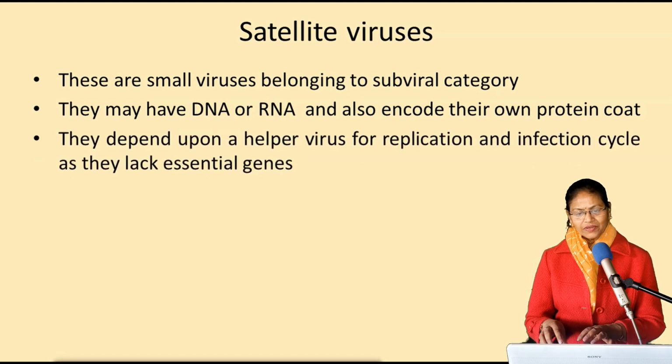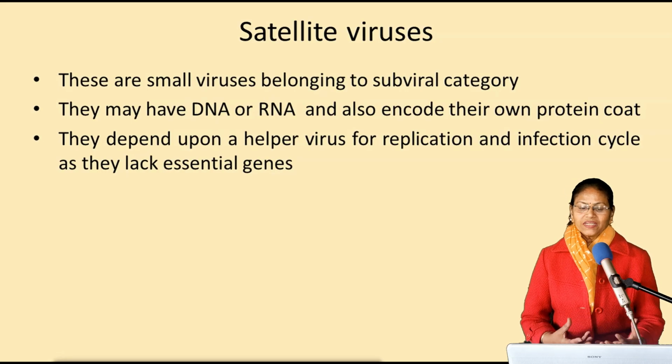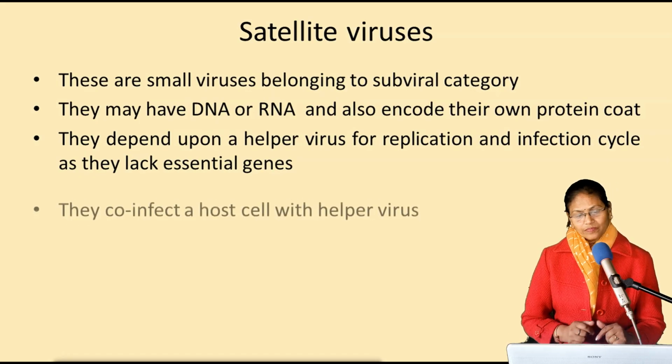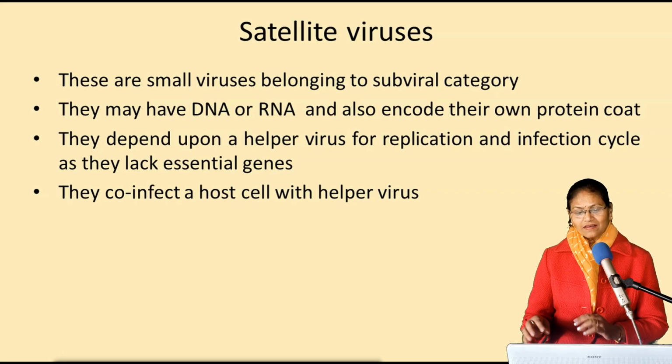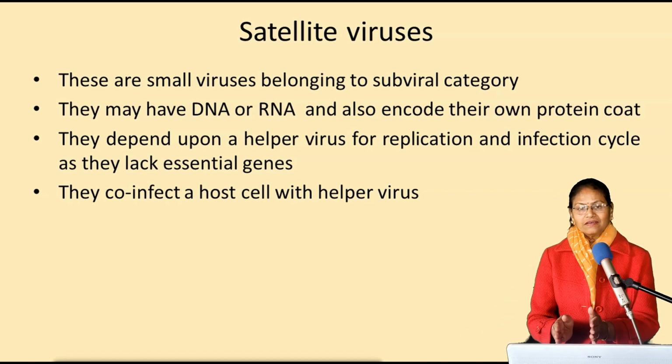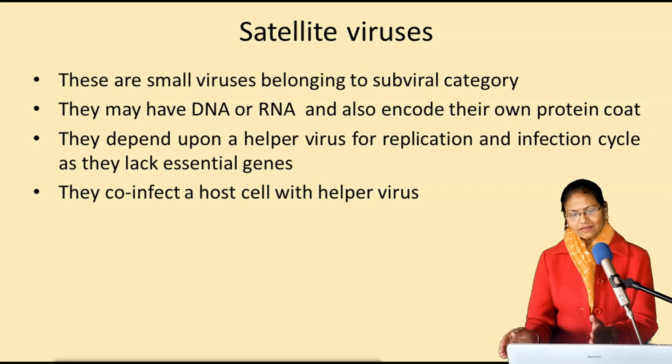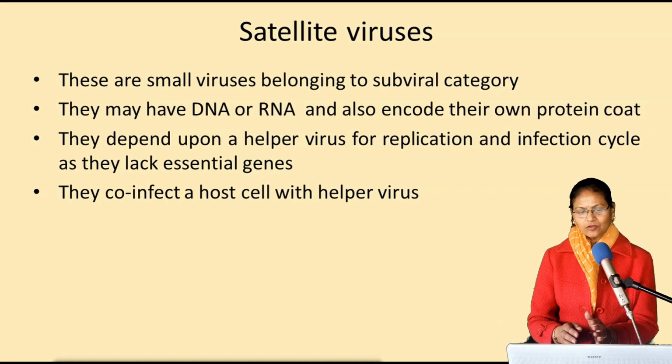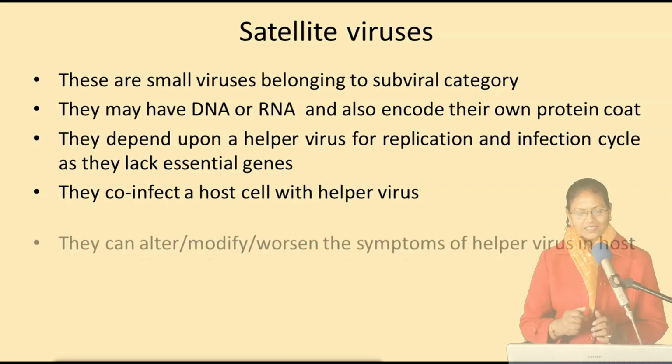They depend upon a helper virus for the replication and infection cycle because they lack essential genes. Although they have DNA or RNA, they do not have those genes so that they can do the replication and infection cycle by their own. So they also need the helper virus. And they co-infect a host cell with a helper virus. Suppose they reach a host cell, then a helper virus should also be there. So they co-infect the host cell. The satellite virus is there, and the helper virus is also there. Then they will do the infection.